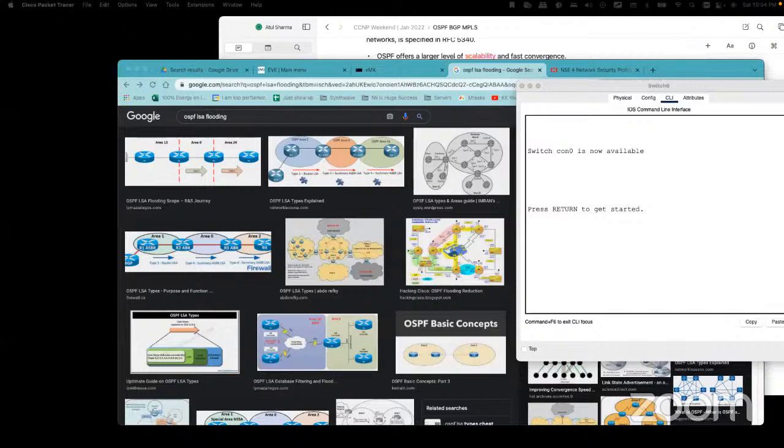Hey, I have one question. Yeah, bro. How many routers can we add in area 0? So there is a recommendation. There is no such limit. You can add even 100 or 1000 routers, but Cisco recommends 40 to 50 routers per area.